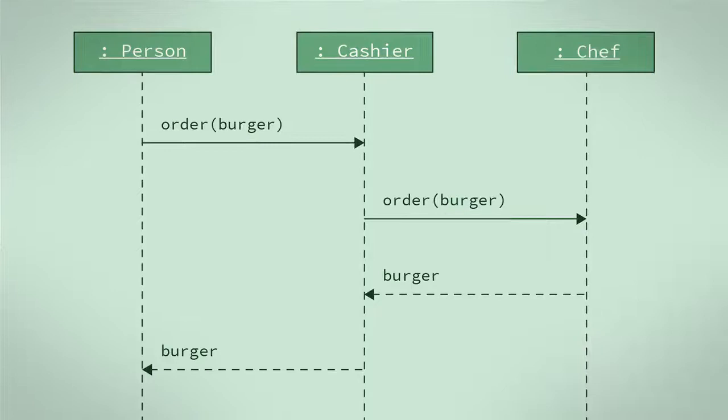Let's say that a person wants to order a burger at a local fast food restaurant. Here is a simple sequence diagram of this scenario. That person will go to a restaurant and talk to the cashier and order a burger. The cashier will then talk to the chef at the back to tell him the order. The chef will cook the burger, give it to the cashier, and the cashier will give it to the person.